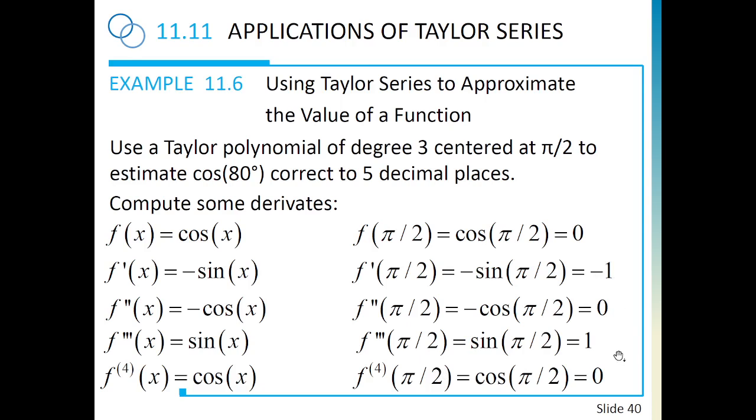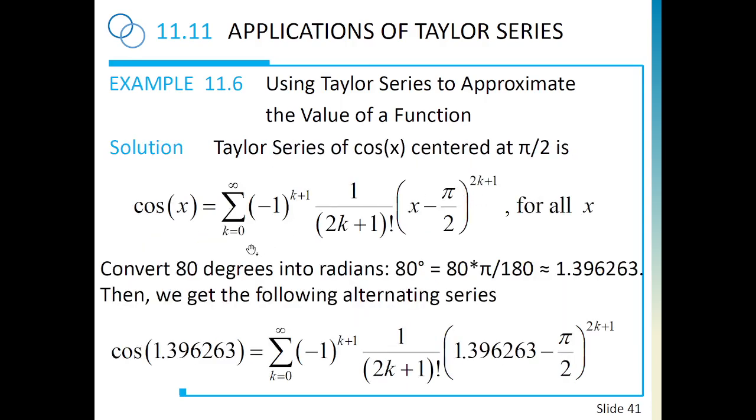So this will produce a pattern for the coefficients. We are not creating the entire Taylor series, we are only asked to produce the Taylor polynomial of degree 3. With these coefficients we could generate the entire series, it's not asked, but I still put it there so you see an example of the Taylor series centered at pi over 2 for the cosine, so you have it as a reference.